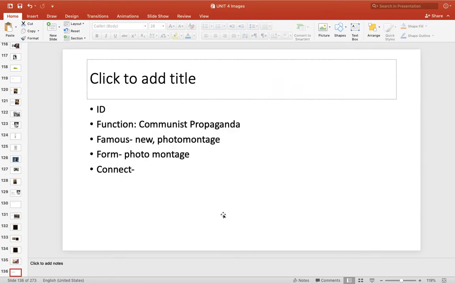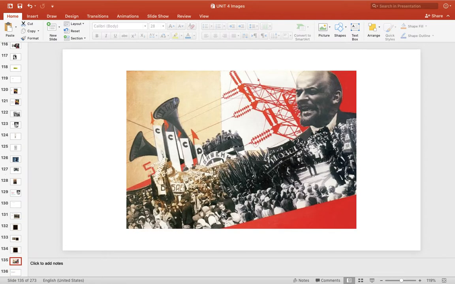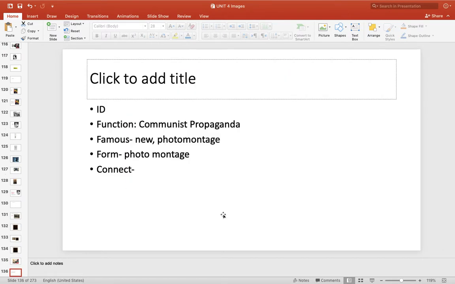You have this propaganda poster here. The function is communist propaganda to say how great the five-year plan was. It's pure propaganda. The form is photomontage.